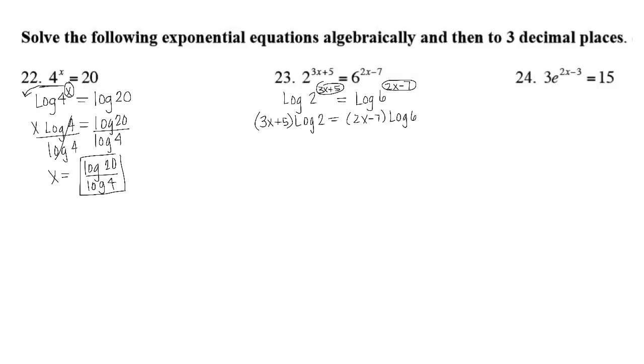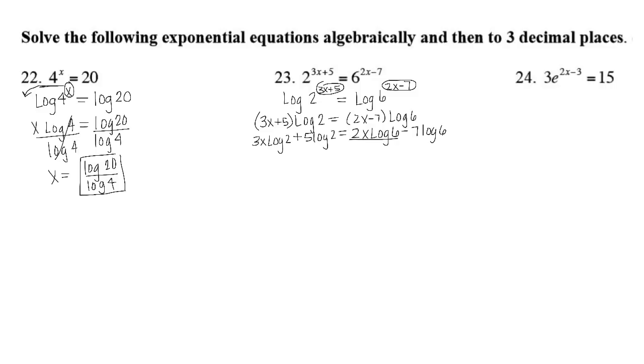And so from this point, we're going to have to use our distributive property because our x values are inside of our parentheses, and the only way forward is to do the distributive property. So we're going to have 3x log 2 plus 5 log 2 equals 2x log 6 minus 7 log 6.